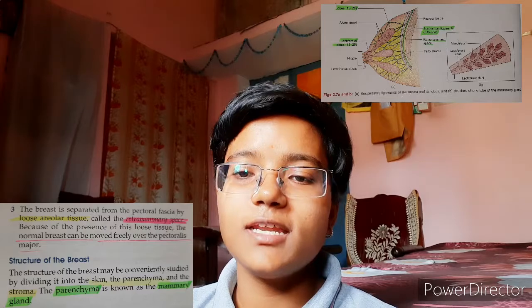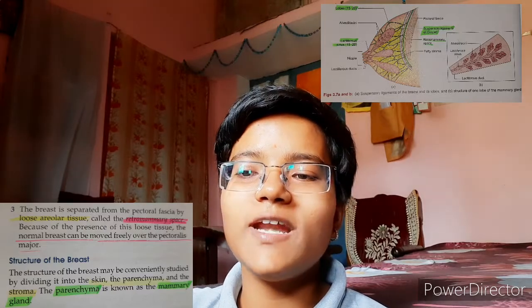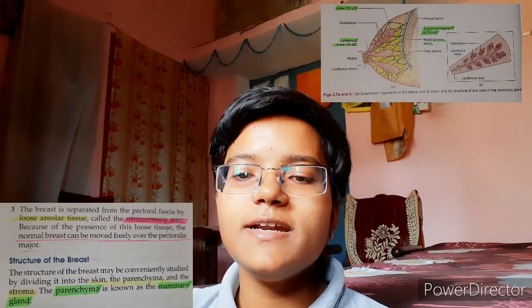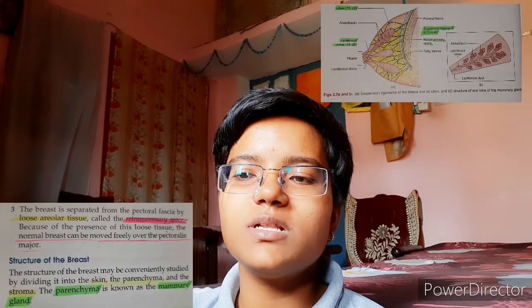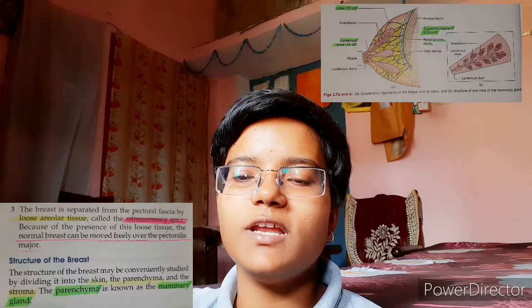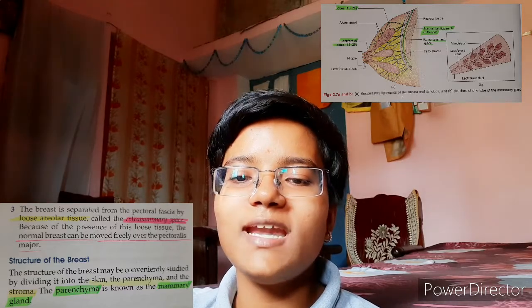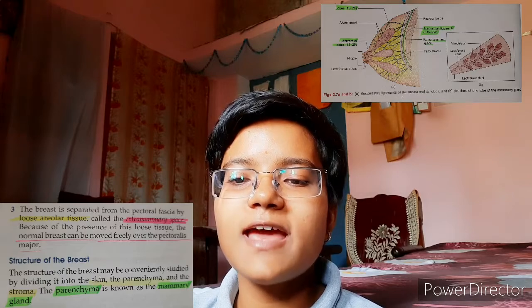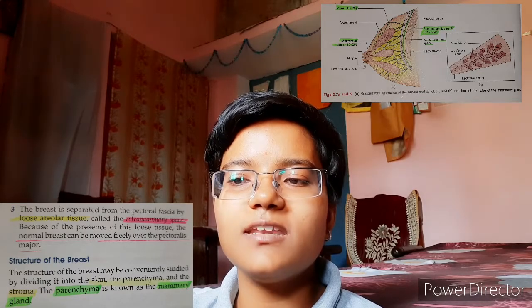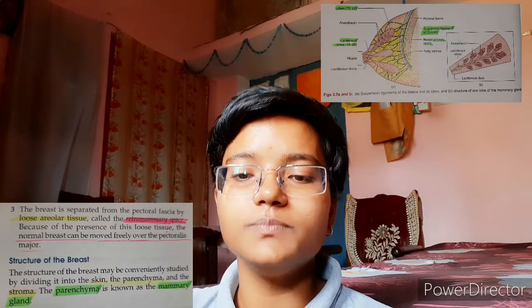A conical projection called the nipple is present just below the center of the breast at the level of the fourth intercostal space, 10 cm from the midline. The nipple is pierced by 15 to 20 lactiferous ducts. It contains circular and longitudinal smooth muscle fibers which can make the nipple stiff or flatten it, respectively. It has a few modified sweat and sebaceous glands. It is rich in nerve supply and has many sensory organs at the termination of the nerve fibers.